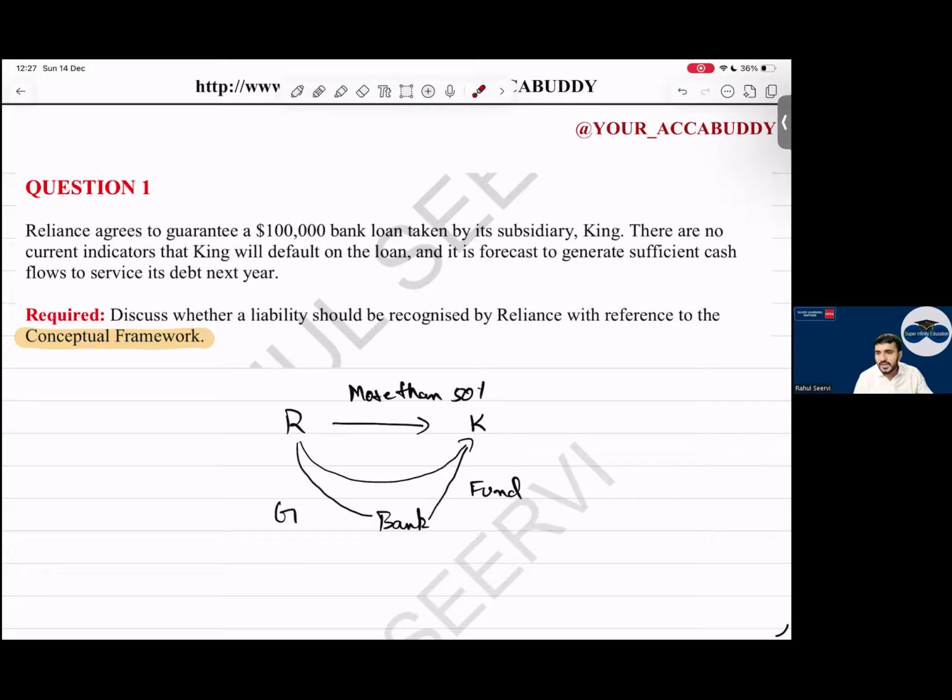Reliance. Yes. So you only say, if Reliance has to pay this, can I say for Reliance it will become what? Liability. Yes. Now tell me whether Reliance company should recognize the liability or not. What do you think?